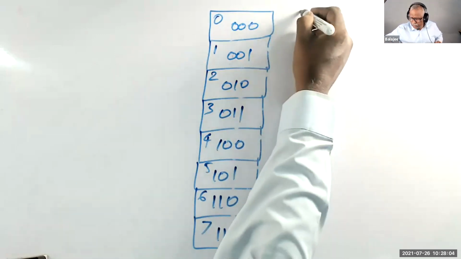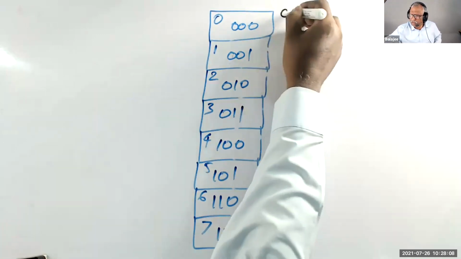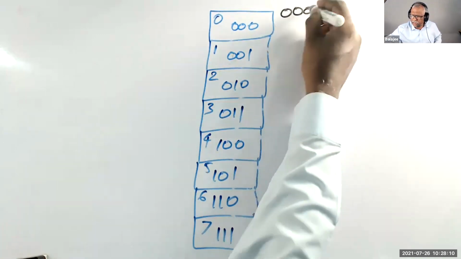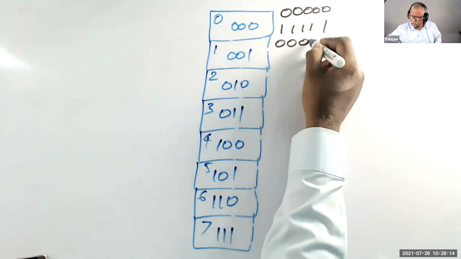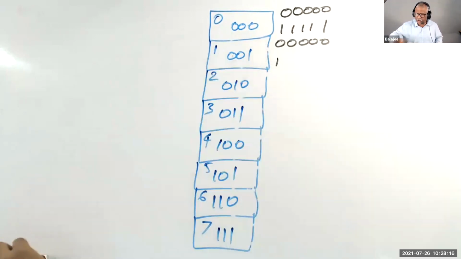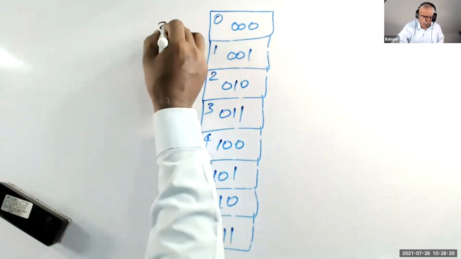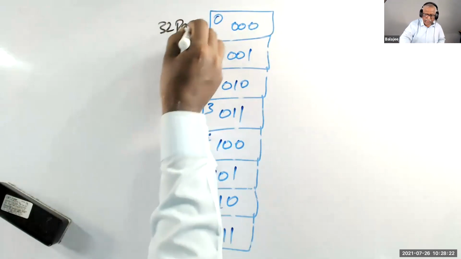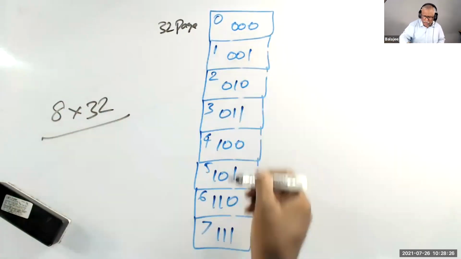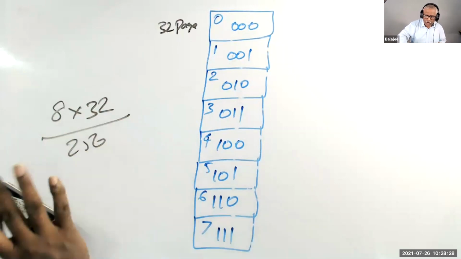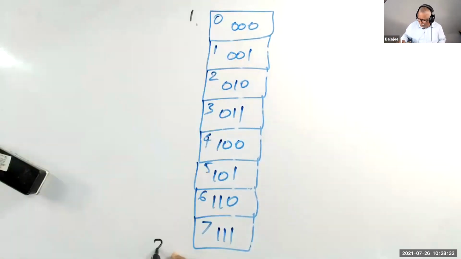So you start from 0 0 0 0 0 and end with 1 1 1 1 1 in each notebook. I write it this way, then you'll understand. I told you this is a 32 page note, 32 pages. 8 into 32, because we use 8 notebooks, is 256. That is the same. So this is from 1 to 256 only.